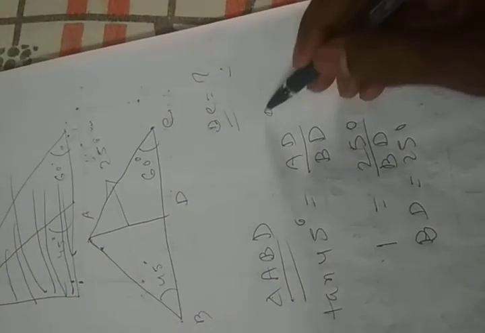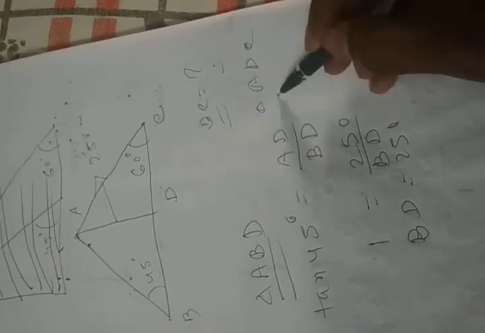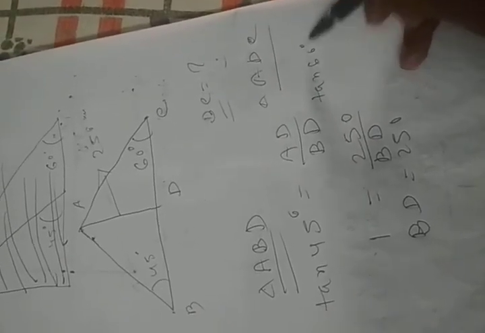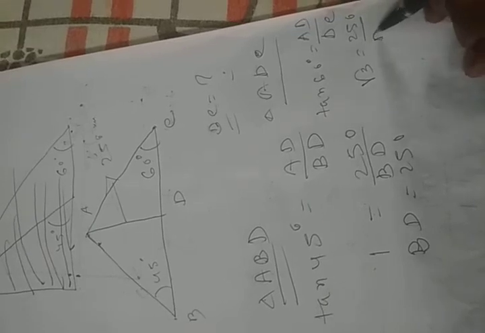Similarly from triangle ADC, I got tan 60 degrees equals AD by DC. The value of tan 60 degrees is root 3. AD is 250 and DC I don't know. So DC is equal to 250 by root 3. So total BC is equal to 250 plus 250 by root 3. Now by putting the value of root 3 you can simplify it further.